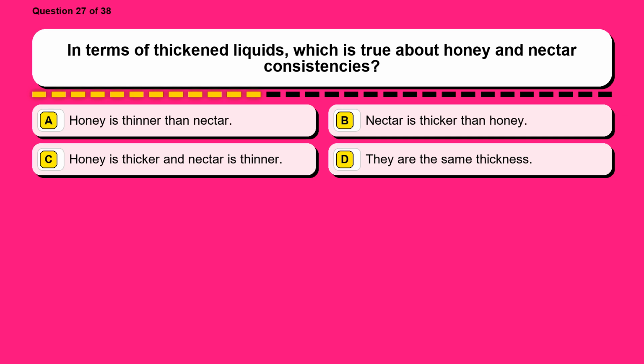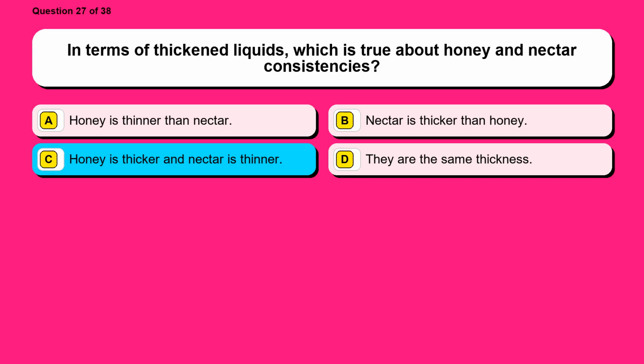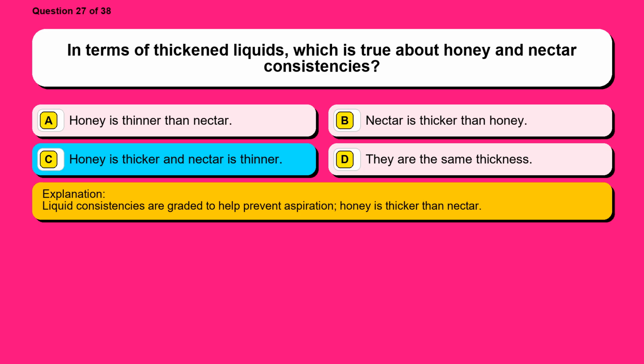Option A, honey is thinner than nectar. Option B, nectar is thicker than honey. Option C, honey is thicker and nectar is thinner. Option D, they are the same thickness. The correct answer is option C, honey is thicker and nectar is thinner. Liquid consistencies are graded to help prevent aspiration. Honey is thicker than nectar.